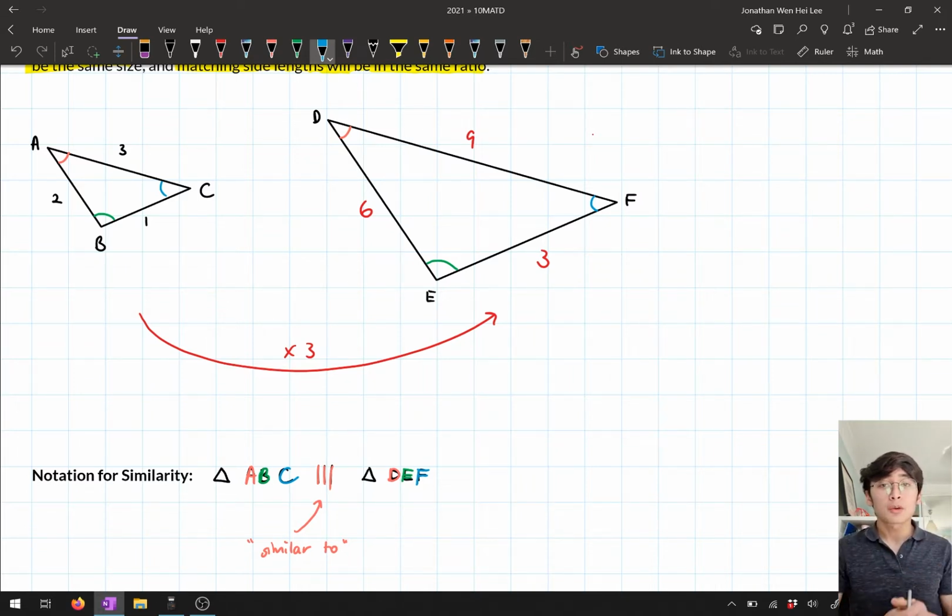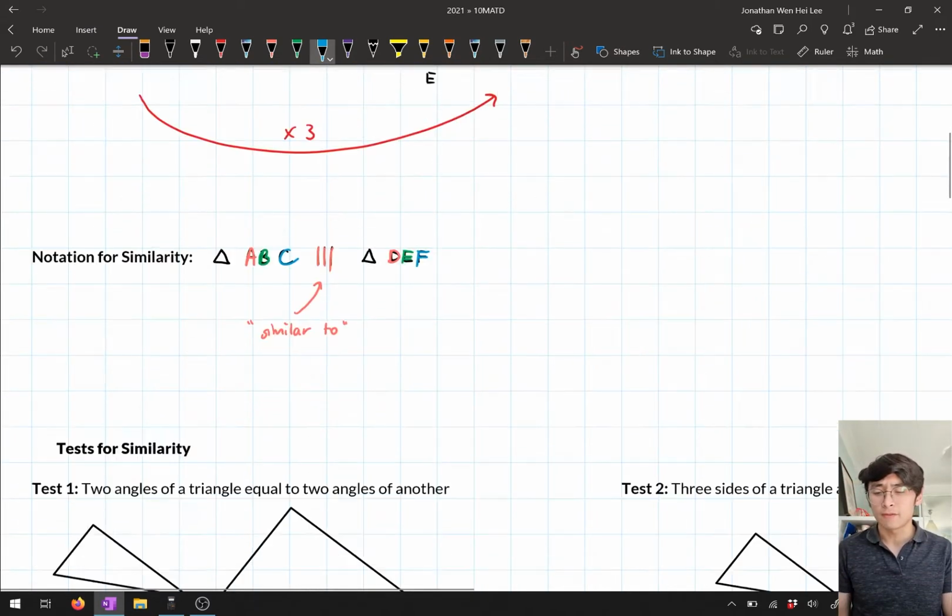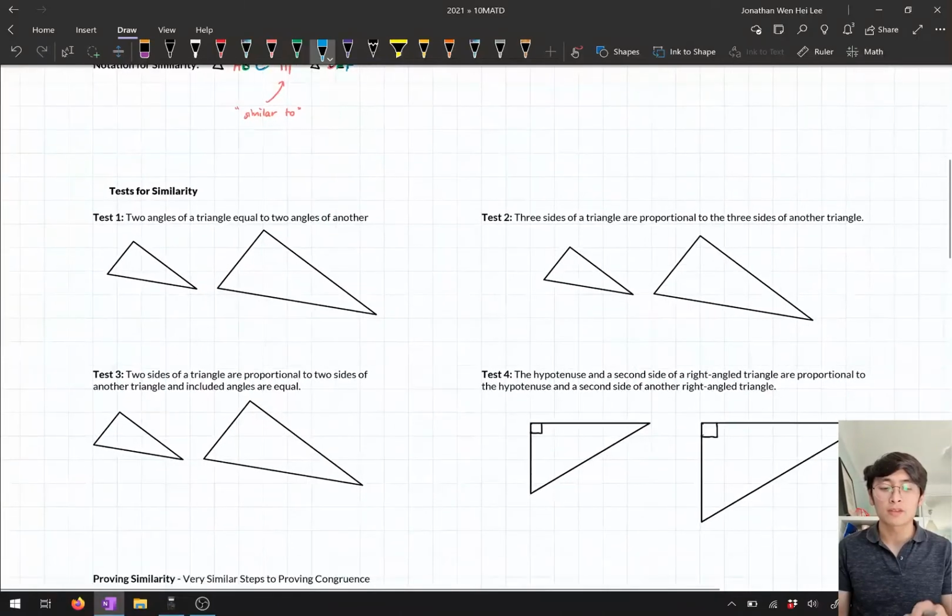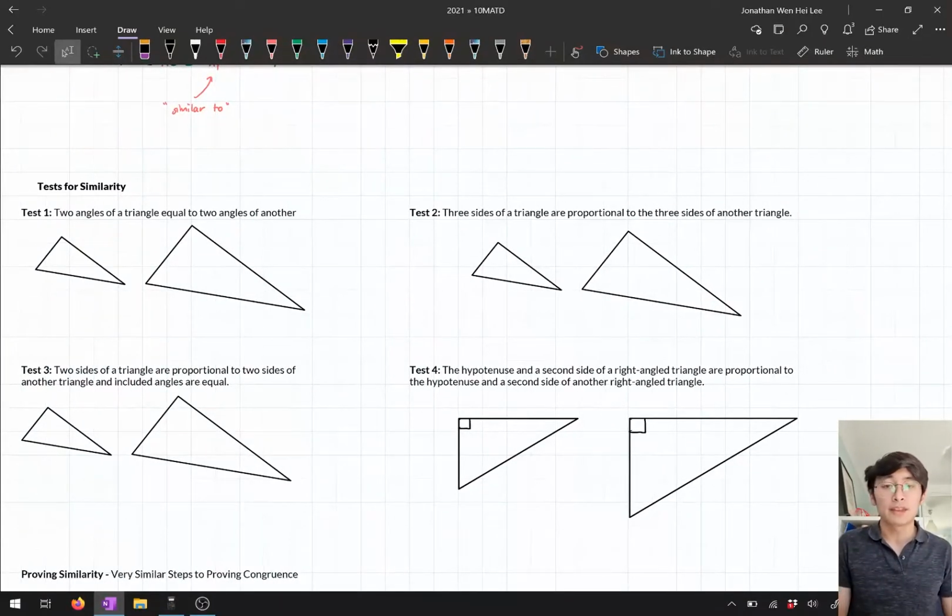Now, just like we did with congruence, there are actually tests for us to check whether or not two triangles are similar. And so these are ways that we can see this. If two triangles pass any one of these 3 tests, that means that they are similar. So let's go through the 3 tests.